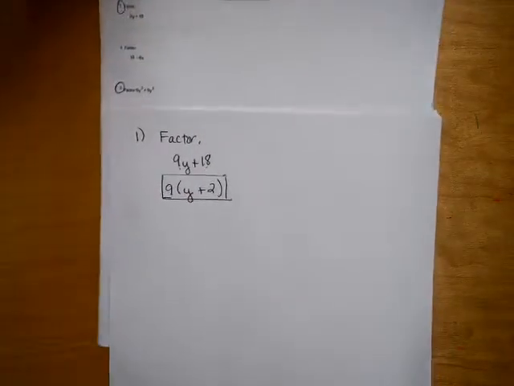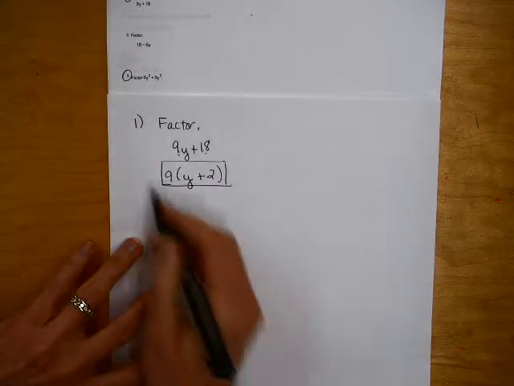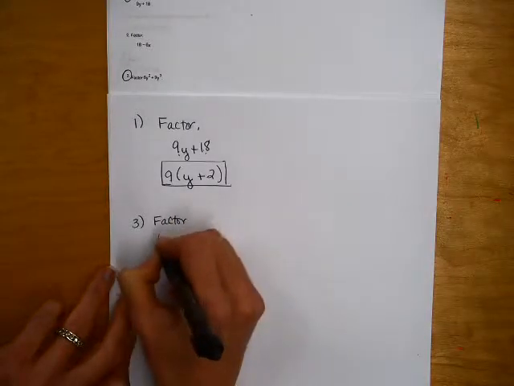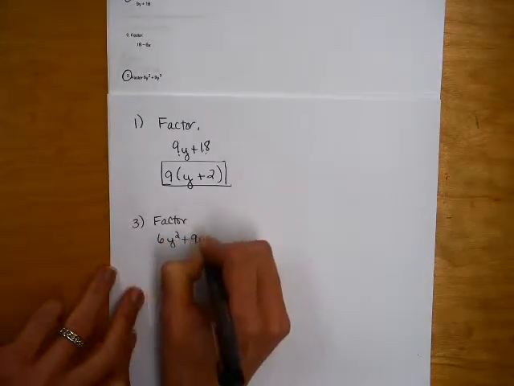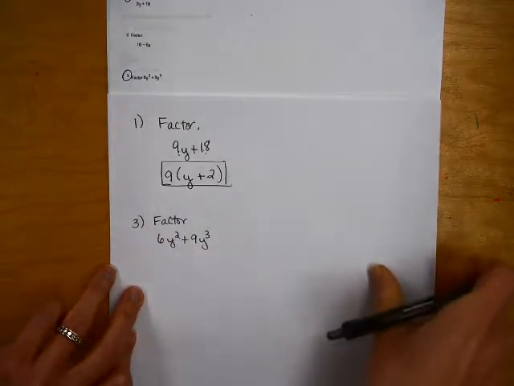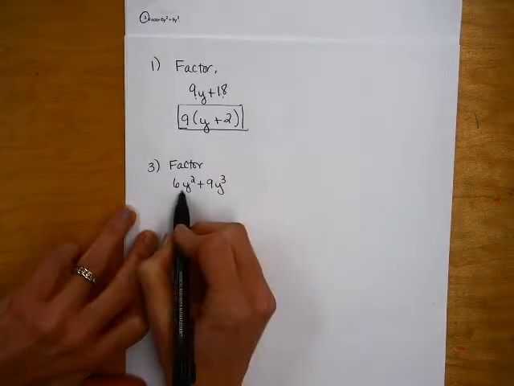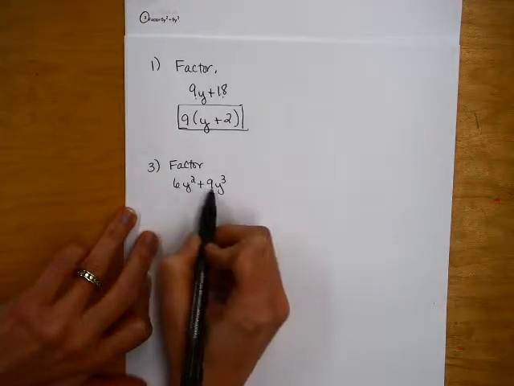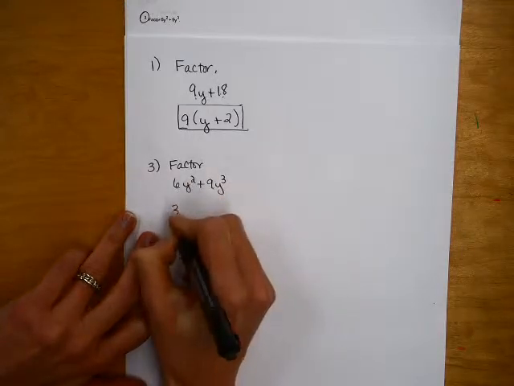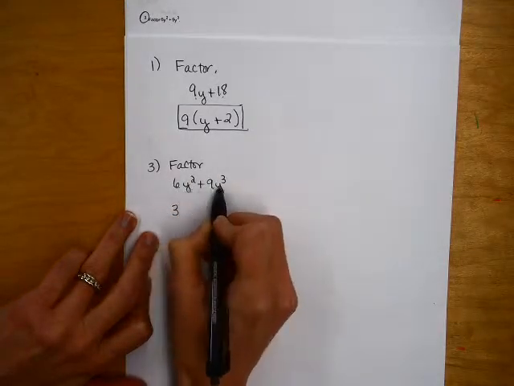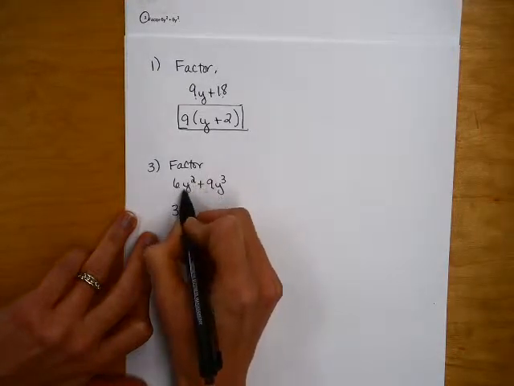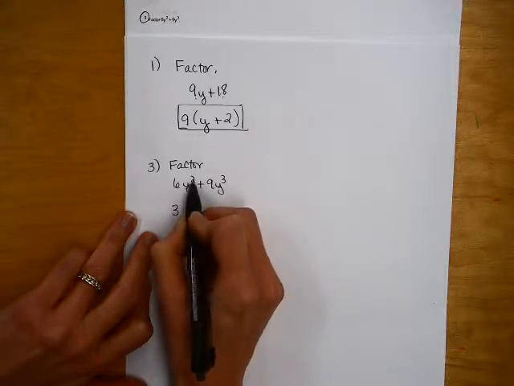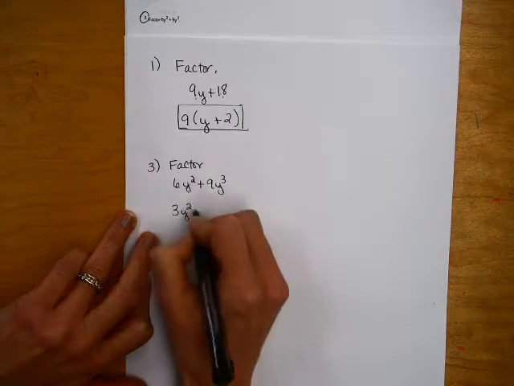Okay, so now we're going to skip to question number 3. It says to factor, and it gives us 6y squared plus 9y cubed. Once again, the only type of factoring I can do here is GCF. For 6 and 9, I know the largest thing that will divide evenly into both of those is 3. And then for y squared and y cubed, on the variables, I always go with the one that's the lowest power. Since they both have y, I can factor out y, but how much? Well, the lowest power of y, so that would be y squared.